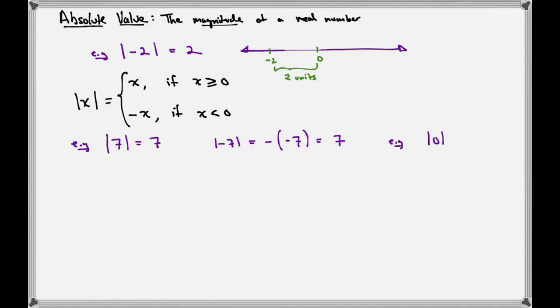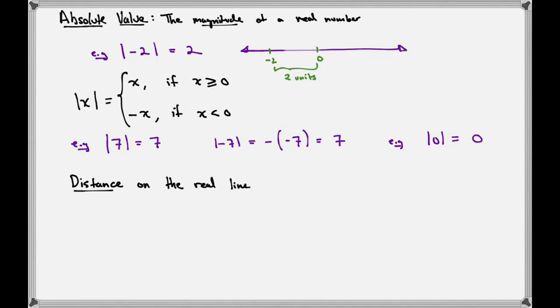I'm going to take the absolute value of 0. 0 is equal to 0 here. The equality says that I just return the value of 0 itself. The absolute value of 0 is 0. And that makes sense because 0 is 0 units away from 0.